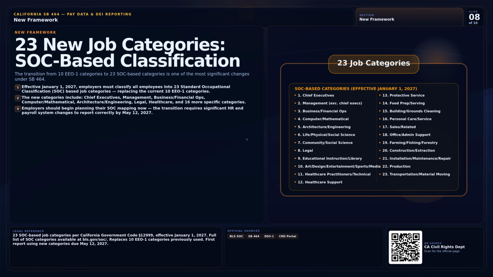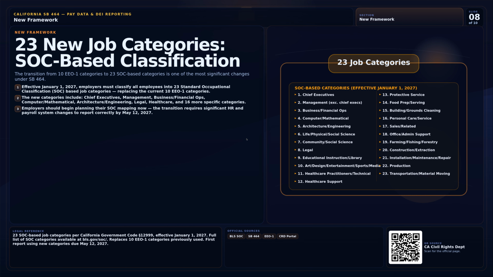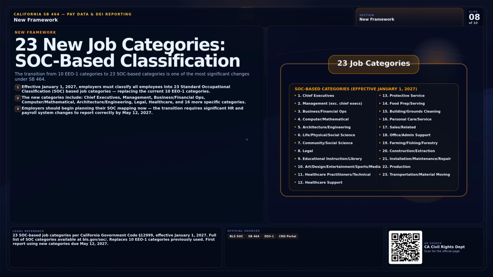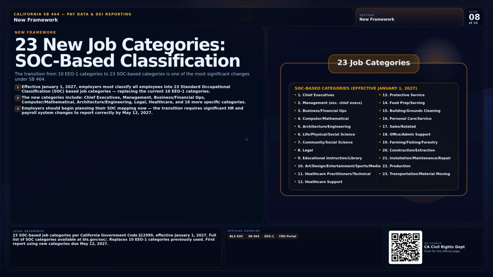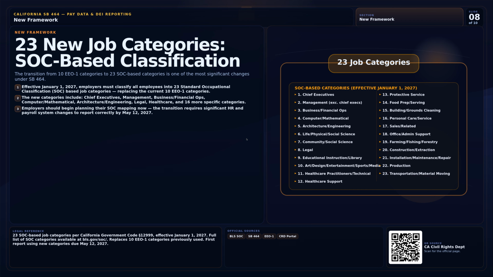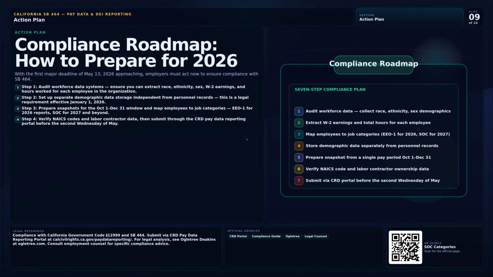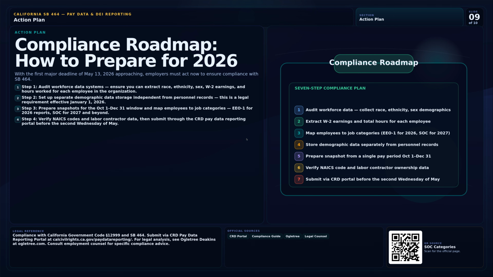Compliance roadmap. Here is a 7-step plan to prepare for the 2026 reporting deadline. Step 1. Audit your workforce data systems. Make sure you can extract race, ethnicity, sex, W-2 earnings, and hours worked for each employee in your organization. Step 2. Set up separate demographic data storage independent from personnel records. This is a legal requirement effective January 1, 2026.